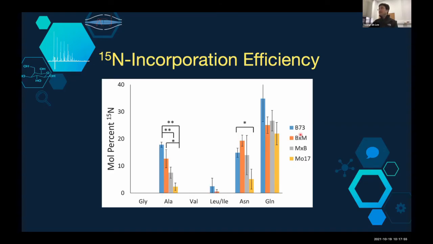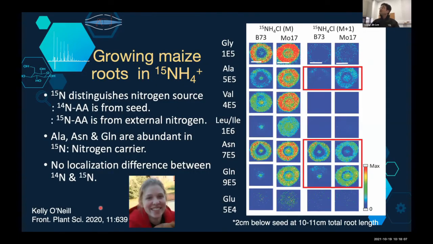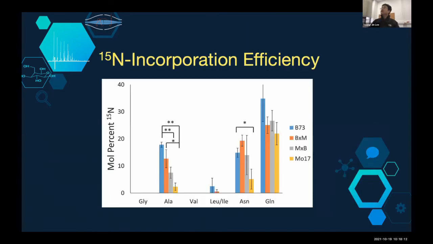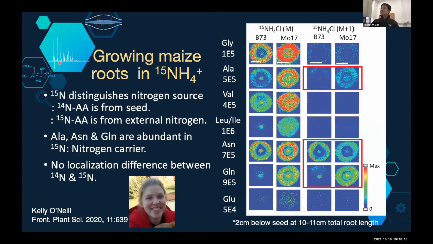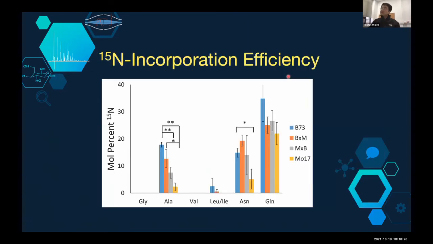So what's happening is because B73 is low in nitrogen from the seed, as you actually have seen from this image, B73 has much lower amino acid because the seed itself does not have much nitrogen, while MO17 is high abundance. So B73, because it's nitrogen deficient, is much more efficiently incorporating 15N from the outside.